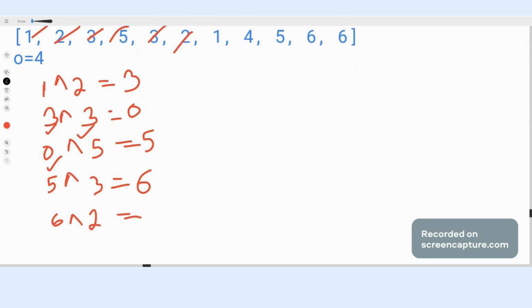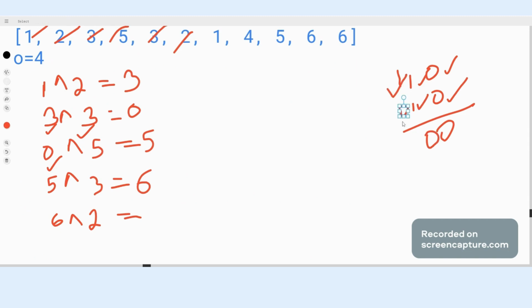Okay, so let's calculate. The binary form of 6 is 1 1 0 and 2 is 0 1 0. Bits are same, so we will get a 0. Again, bits are same, we will get a 0. Bits are different, so we will get a 1. What is this? It is 4. If you convert this to decimal, you will get 4. So 4 XOR 1.